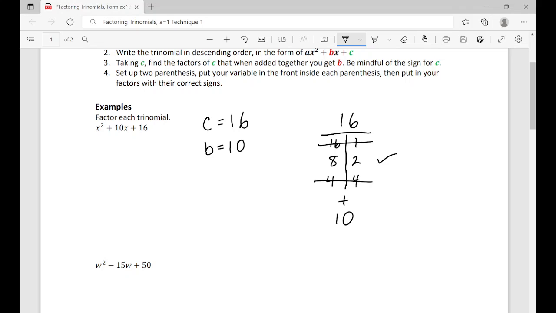So now I'm going to set up my two parentheses for my factor. And I see that my variable here is x. So x's are going to go in the front of each parentheses. And then I look at my factors, positive 8, positive 2. So I put in here positive 8 and positive 2. And that's how you factor this trinomial.